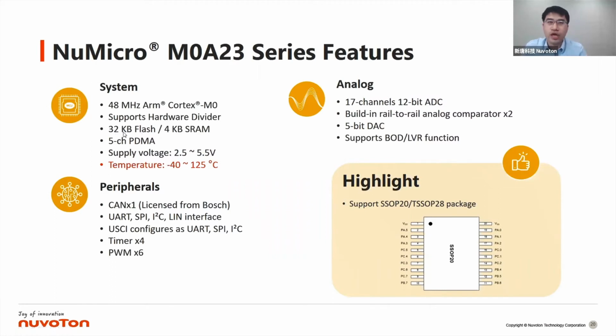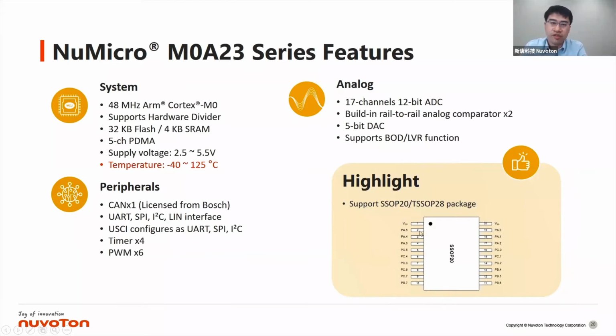But the peripheral and analog functions are much richer than the NUC131U. You can see the highlight points. We support 20-pin and 28-pin packages, and you can see this picture. We only need 2 pins for VDD and VSS, the ground pin. Other pins can be configured as I/O function. So we provide up to 18 pins in SOP20, so you can use as many functions as you want from this package.